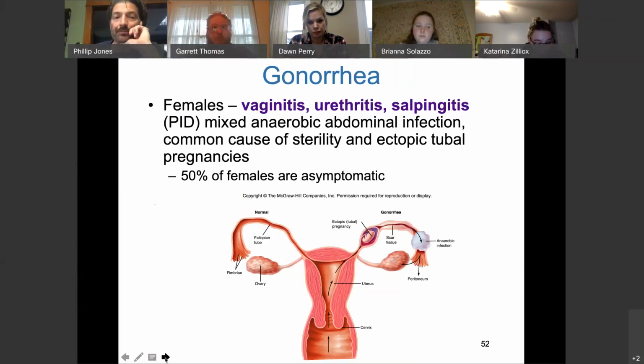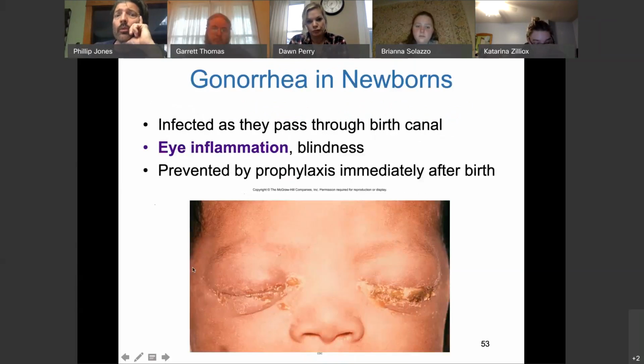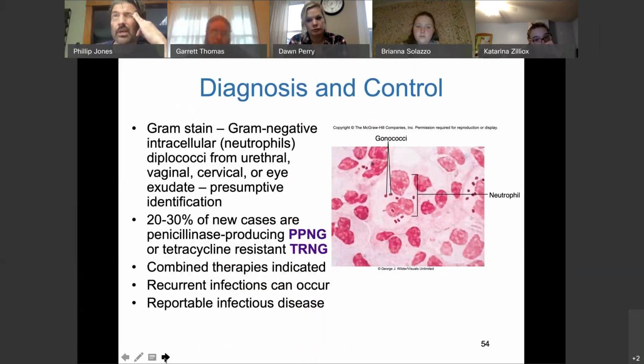They don't even know they have it. Gonorrhea in newborns, infected as they pass through the birth canal, causes eye inflammation and blindness, and is prevented prophylactically immediately after birth. I still think they use silver nitrate. I'm pretty sure they still use that. I graduated grad school in 2004, so the last thing I read on it was around 2015, so it might have changed.